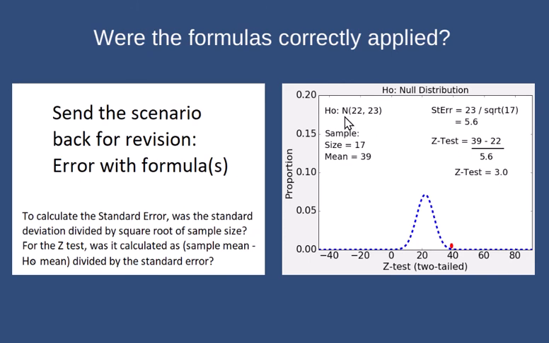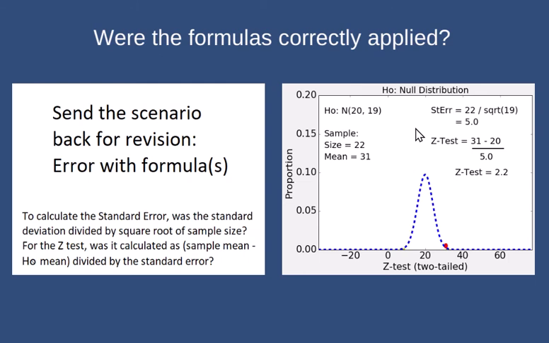Then we look at this next card, our hypothesis distribution, mean of 22, standard deviation of 23, sample size of 17, sample mean of 39. So standard error, 23, yeah, that's the standard deviation. Divided by square root of 17, yeah, that's the sample size. That gives us 5.6. Then the z-test, sample mean of 39, yep. Population mean according to the null hypothesis, 22. Divided by standard error, all looks good. We click on the card to keep it.